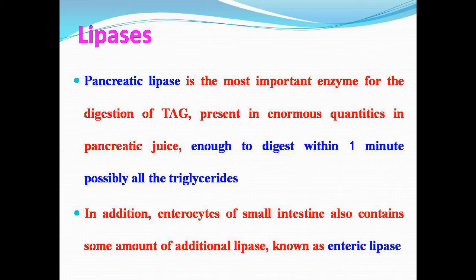Now come to the lipases. We have two types of lipases. One is pancreatic lipase and another one is enteric lipase or intestinal lipase. Pancreatic lipase is the most important enzyme for the digestion of triacylglycerol and is present in enormous quantities in pancreatic juice. In addition, enterocytes of small intestine also contain a small amount of additional lipases, which is known as enteric lipase. Both pancreatic lipase and enteric lipase are needed for the digestion of triacylglycerol especially.